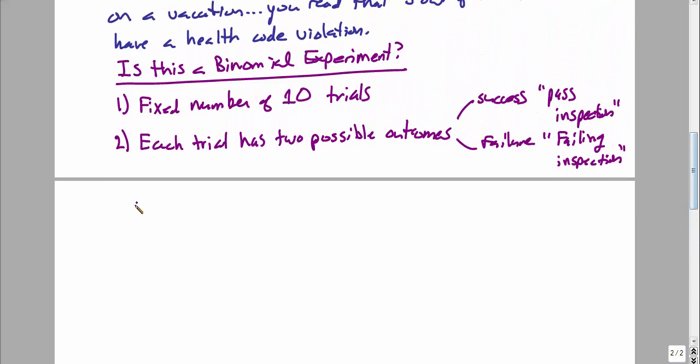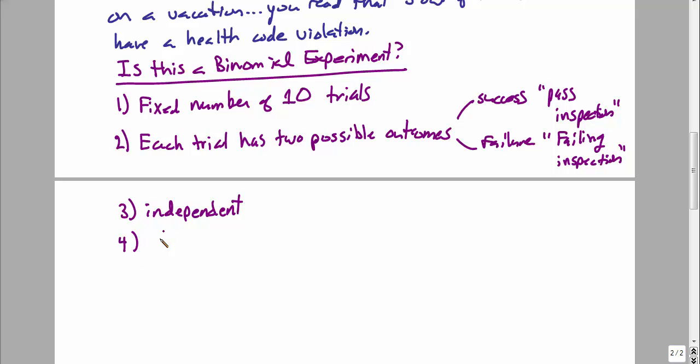Okay, third criteria. What happens here is they are independent and identically performed trials. So that means I go to the restaurants, I do the same thing, I eat there, I see if they passed inspection or not. So the fact that my first restaurant fails doesn't mean my second one will fail, or there's no influence between the restaurants. They're all independent, passing or failing.